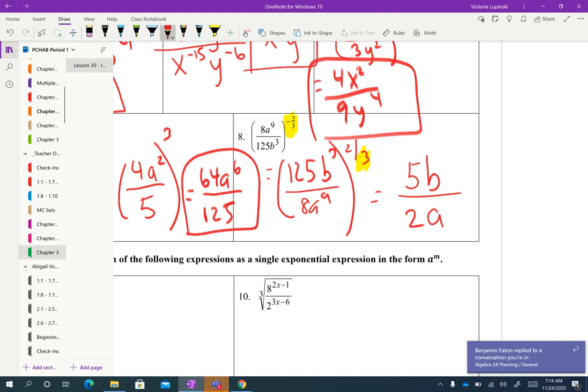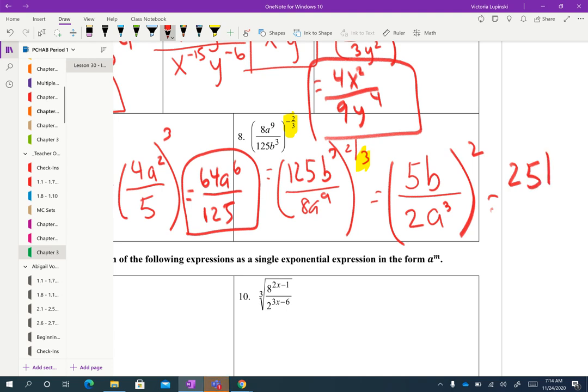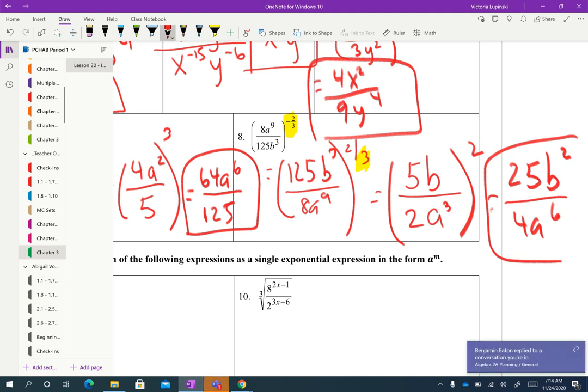So now if I go ahead and take the cube root, that is going to give me 5b over 2a cubed, and that's also going to be squared. And then if you square, you get 25b squared over 4a to the 6th. If you're wondering, it's kind of convenient that you've only had nice perfect cubes. It doesn't have to be, but it's kind of nice just to see the rules in action.